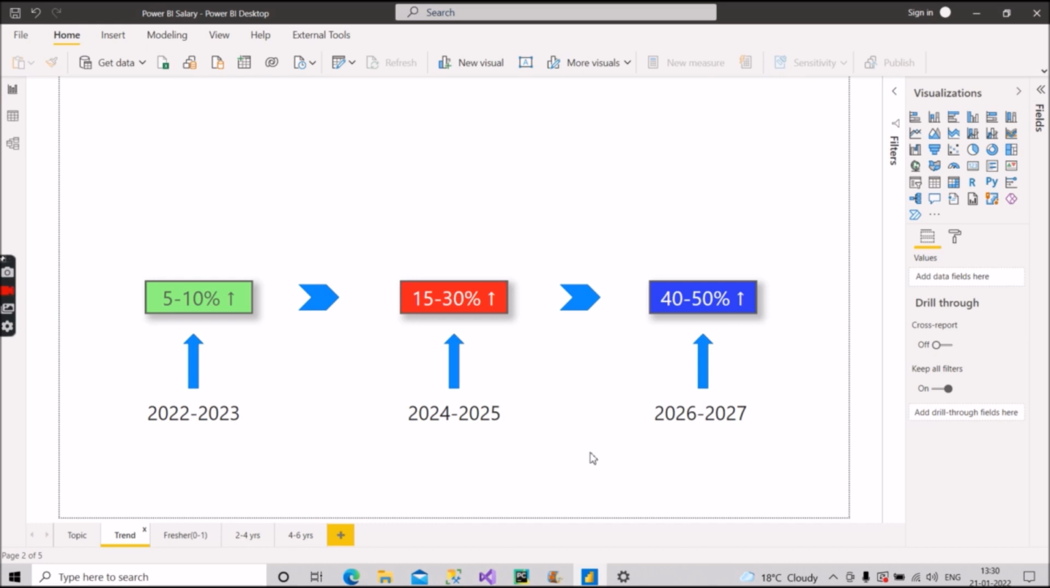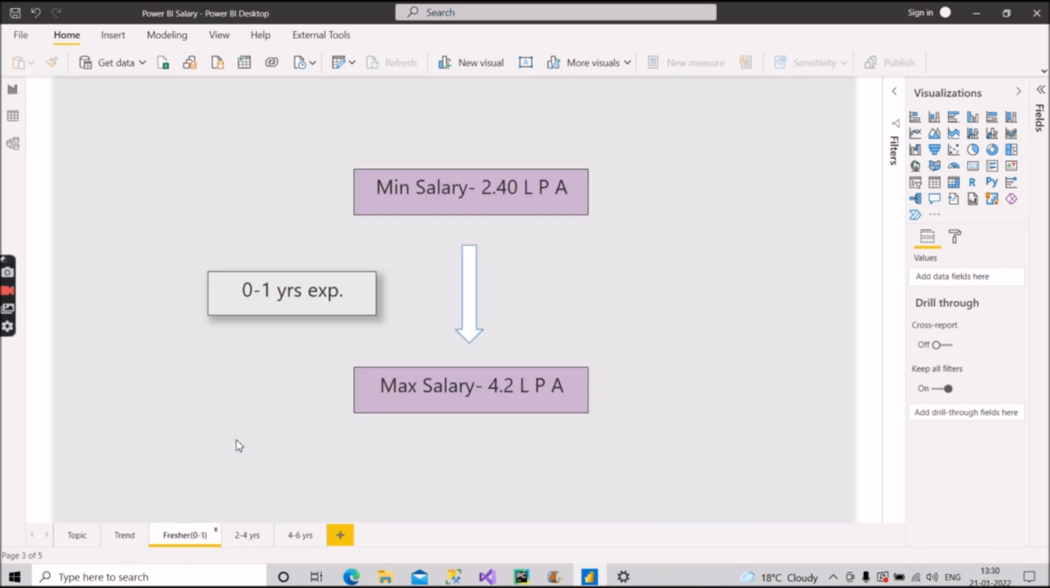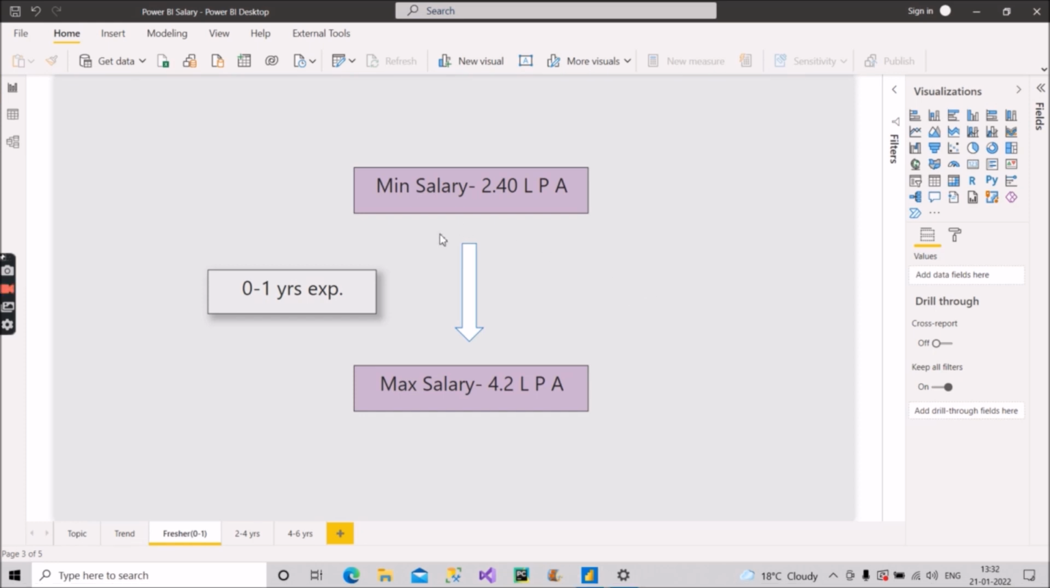Now let us come to the salary part for freshers. First of all, I am not considering people from top IITs and NITs. I am only considering people from the majority of colleges in India. The minimum salary companies are offering a fresher is 2.4 lakhs per annum. I know this number is very small, but this is the hard reality and bitter truth. Even companies are offering less than this. If you are offered less than 2.4 LPA, then directly say no to that company. The maximum salary a fresher can expect is 4.20 lakhs per annum.